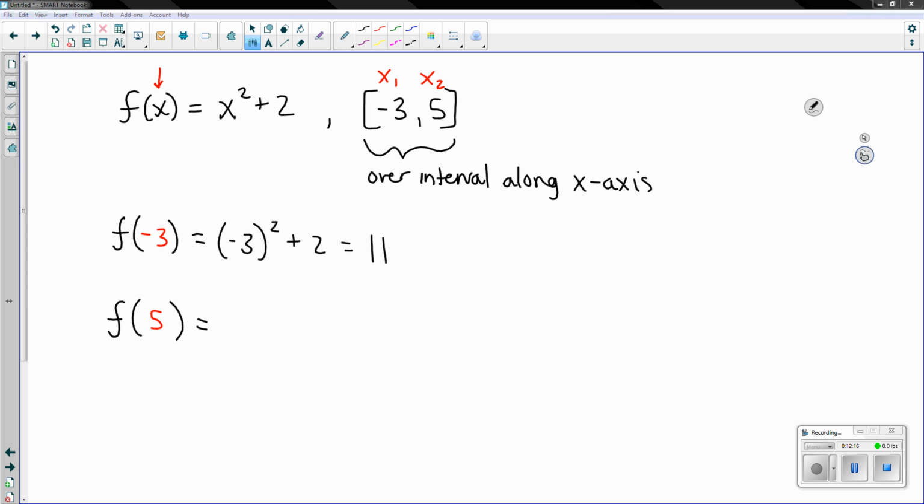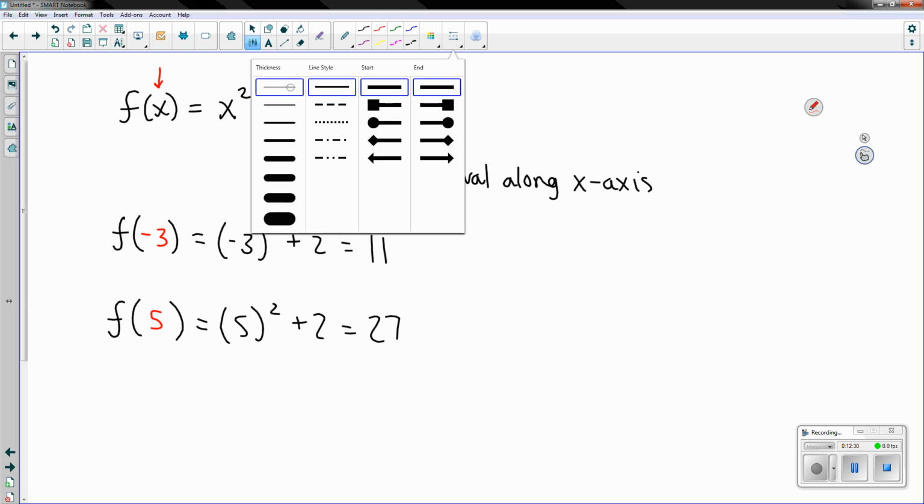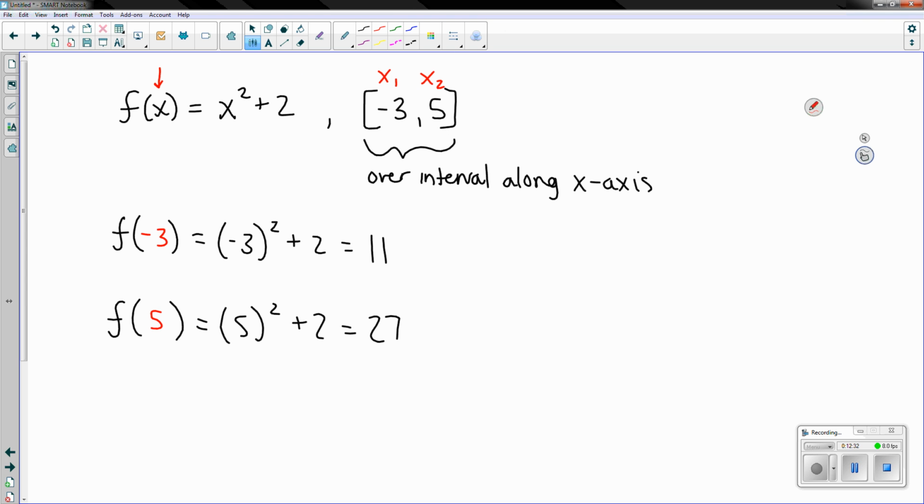F of 5 is going to be 5 squared plus 2. 25 plus 2 is 27. These numbers that serve as the output are going to be our y value. So let's mark those down as, if -3 was our x1, let's make sure we're careful and staying consistent. This is our y1, and this is our y2. Or you could think of it as your f of x1 and your f of x2.